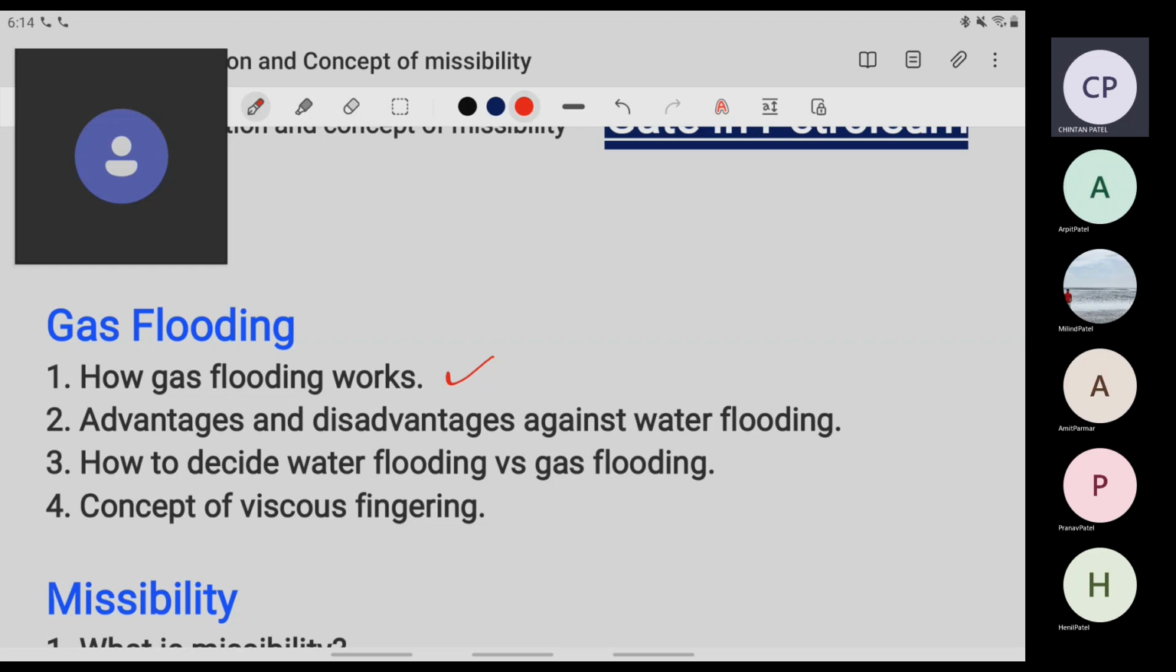Okay, so the next topic is how we can decide whether we go with water flooding or gas flooding. There are two criteria. So we can start from here today. How to decide? Okay, so we can prepare the notes for that. As for disadvantages, you can understand there is nothing that much.